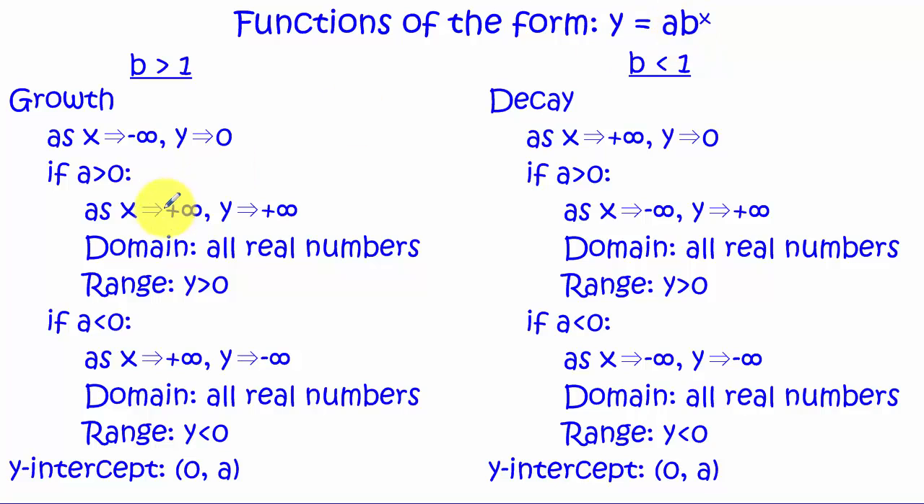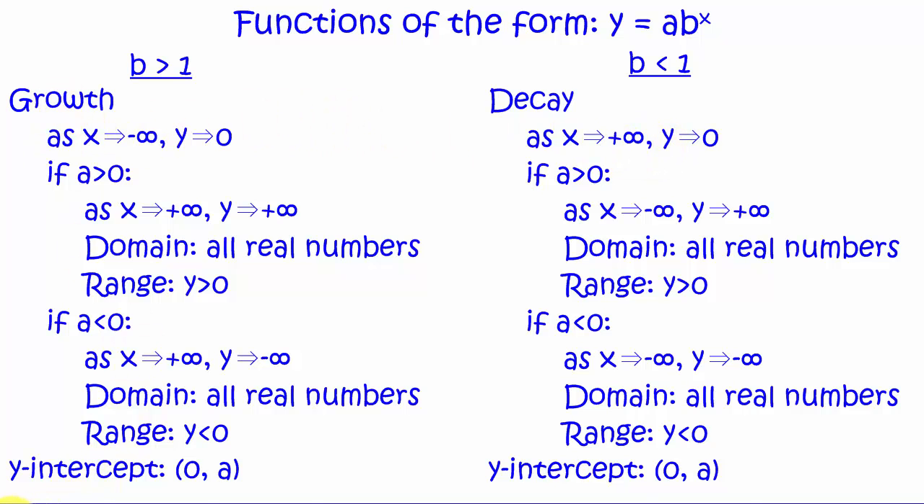For exponential functions, our domain is all real numbers, meaning this function is defined for all possible values of x. When a is positive and it's exponential growth, our range, the y values, were all above the x-axis, so y was positive, and when a is negative, y will be less than 0, and our y-intercept is (0, a). You can see a similar set of information for exponential decay. The main difference here is that the horizontal asymptote is when x approaches positive infinity, the right side of the graph.